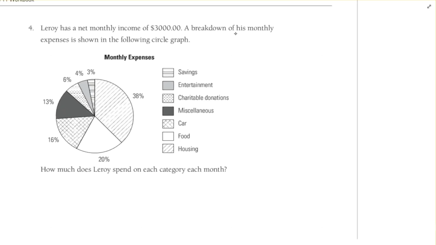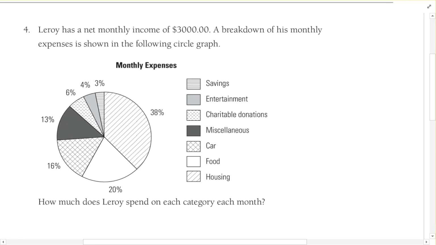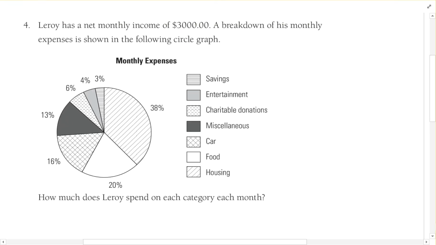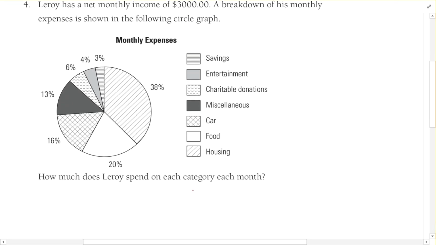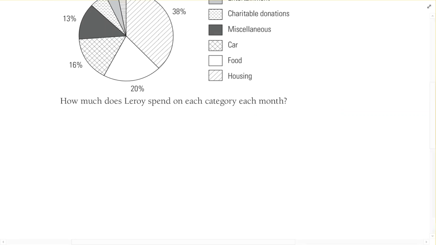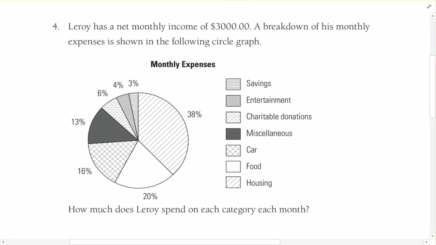Okay. Number 4, Leroy has a net monthly income of $3,000. A breakdown of his monthly expenses is shown in the following circle graph. Okay, so just like what we were doing before, how much does Leroy spend on each category each month? Okay, and that's it for that one.